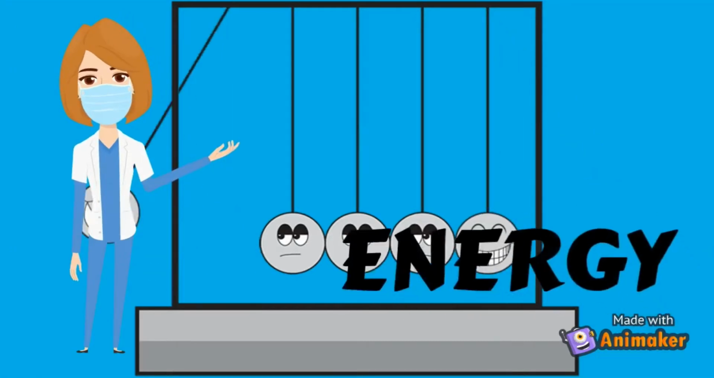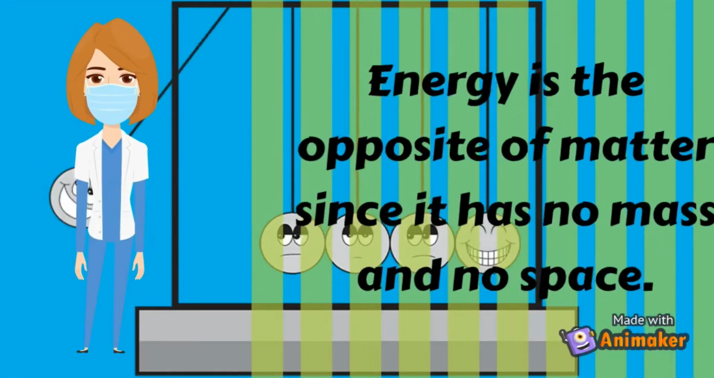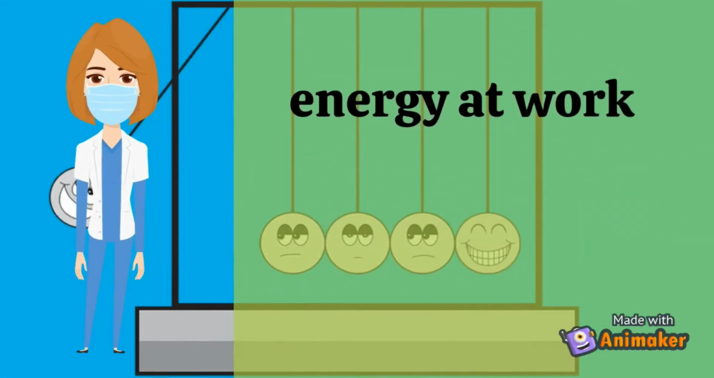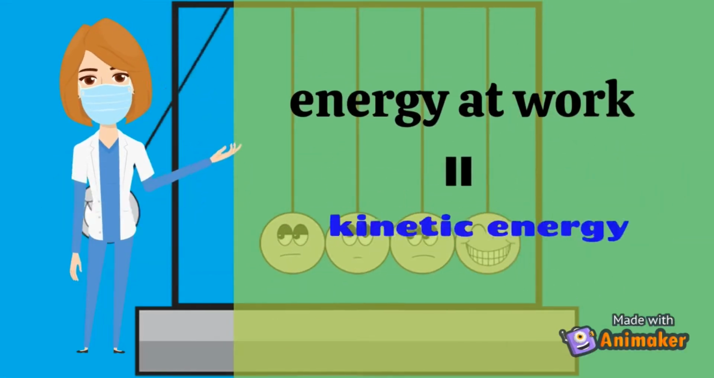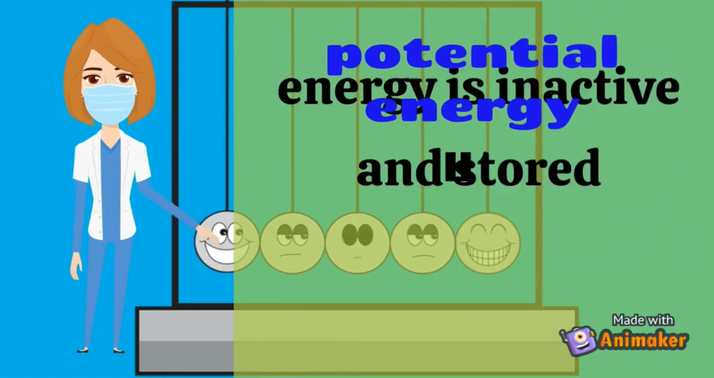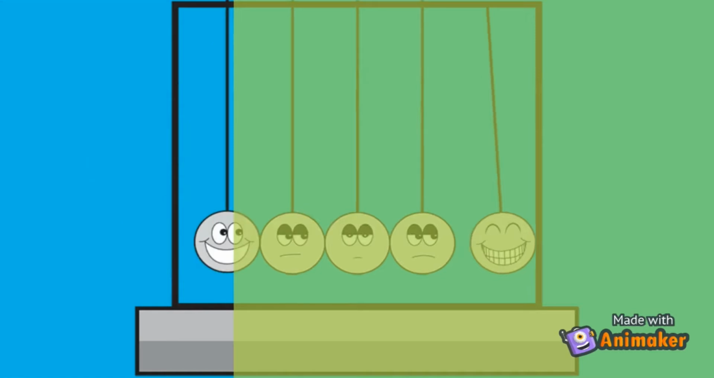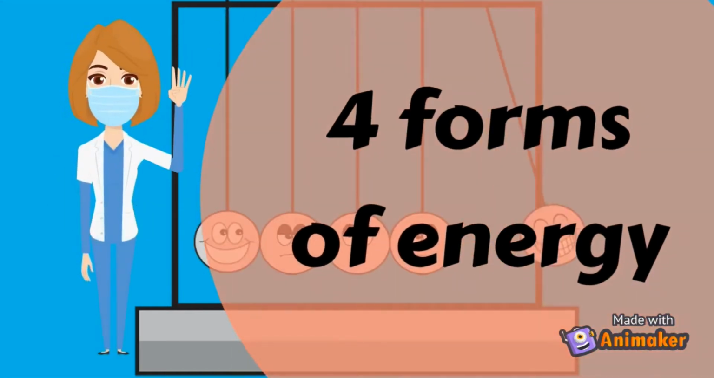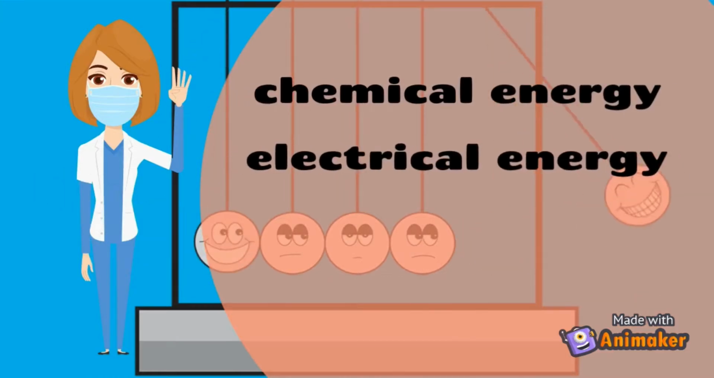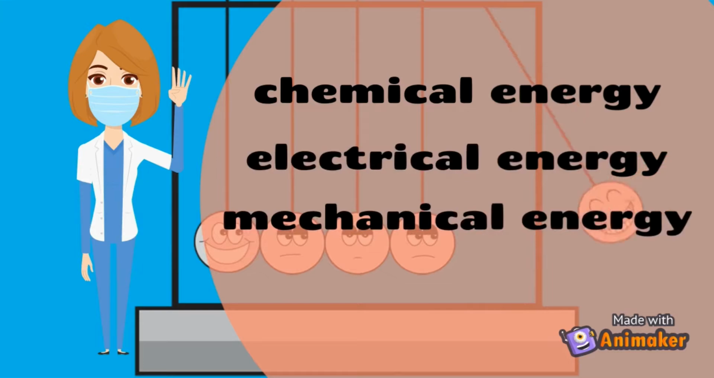Let's proceed to energy. Energy is the opposite of matter since it has no mass and no space. When energy is at work, we refer to it as kinetic energy, and potential energy when the energy is inactive and stored. We have 4 forms of energy that are important in body function: the chemical energy, electrical energy, mechanical energy, and radiant energy.